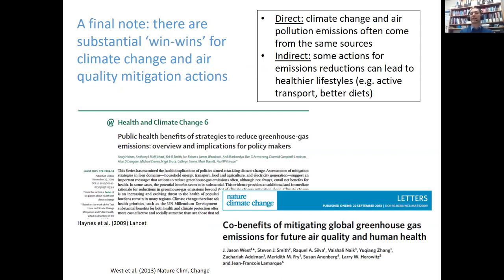There's also an indirect effect as well, because a lot of the climate change mitigation scenarios are trying to encourage people to live more active lifestyles, ditching the car and walking or cycling, maybe having better diets. So that will affect agricultural greenhouse gas emissions. It also affects agricultural pollutant emissions. So there are these indirect benefits of targeting climate change and air quality simultaneously.